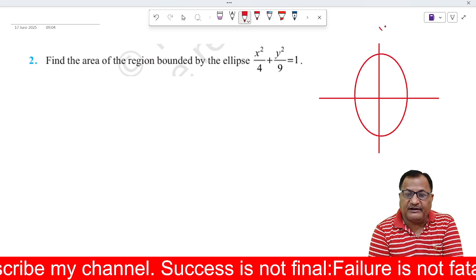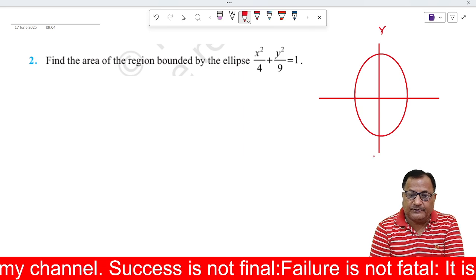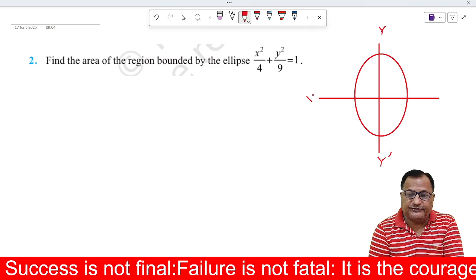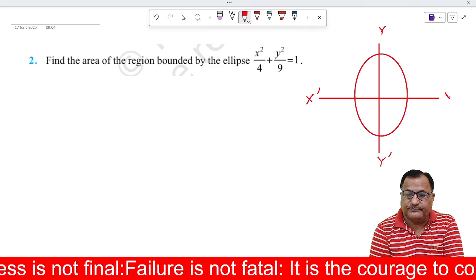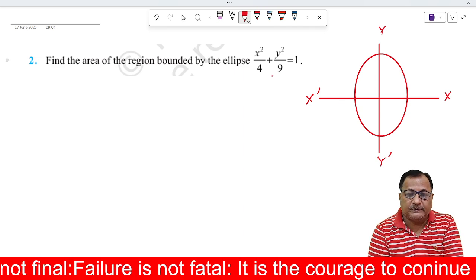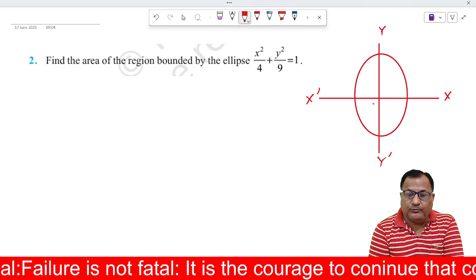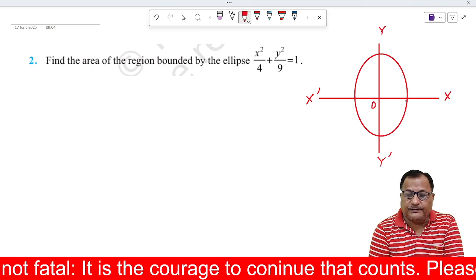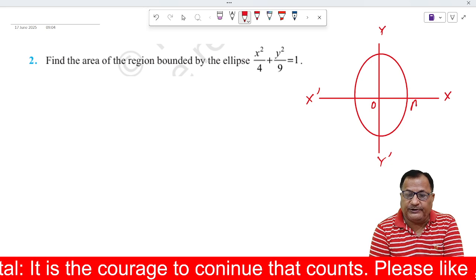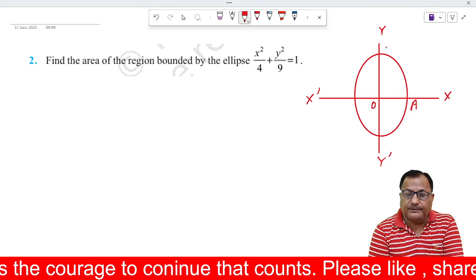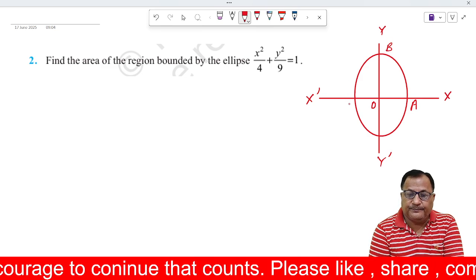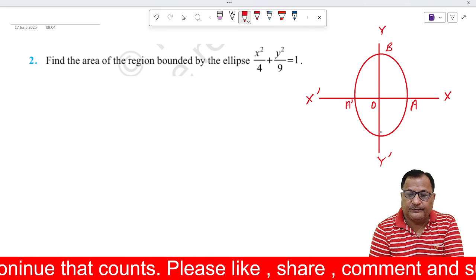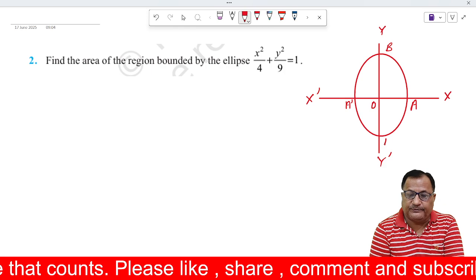This is the y-axis. This is y dash. This is x dash. This is x. Here is the origin. Let's suppose this is A, B, A dash, and B dash.